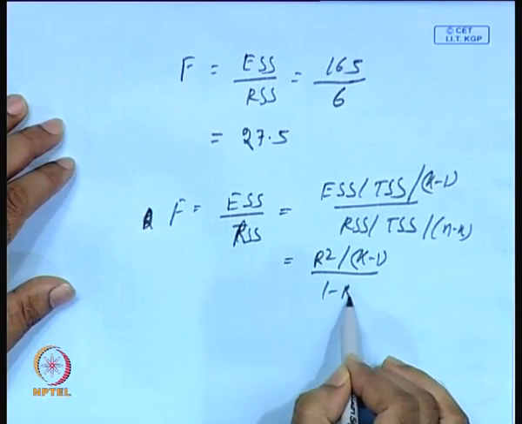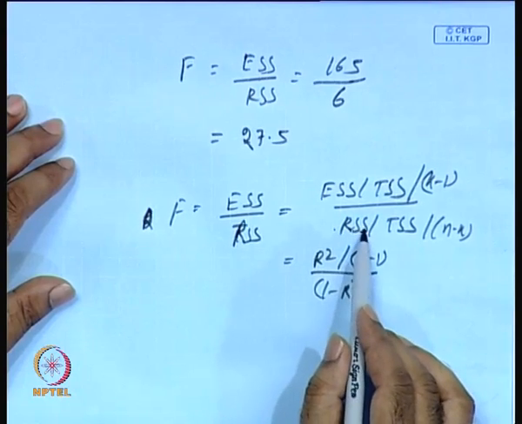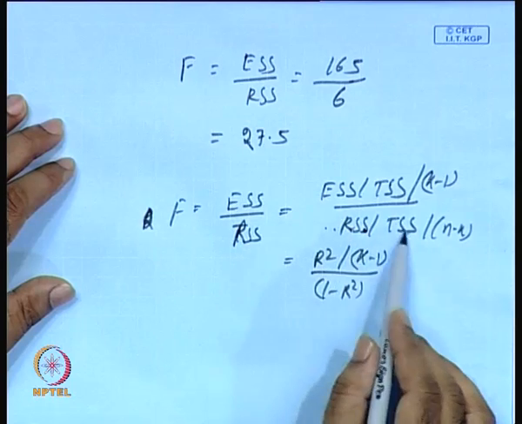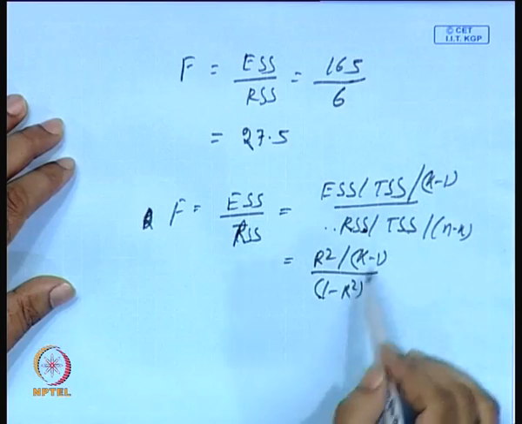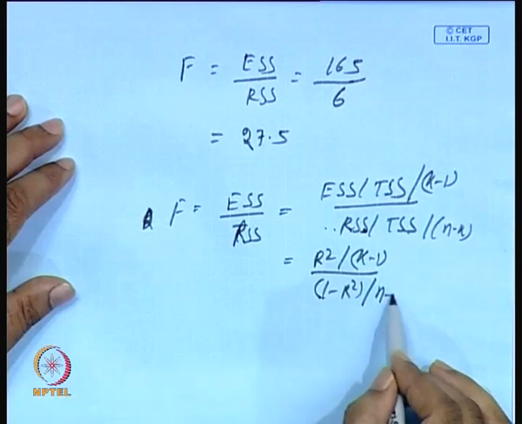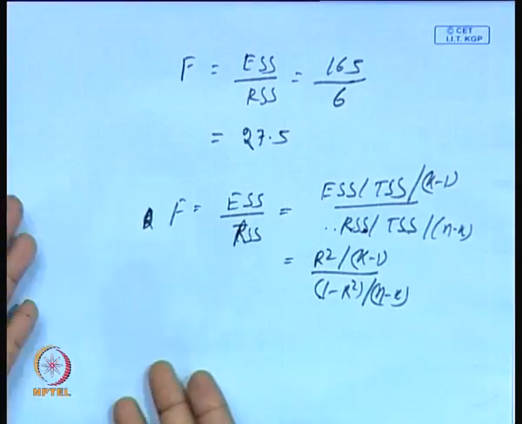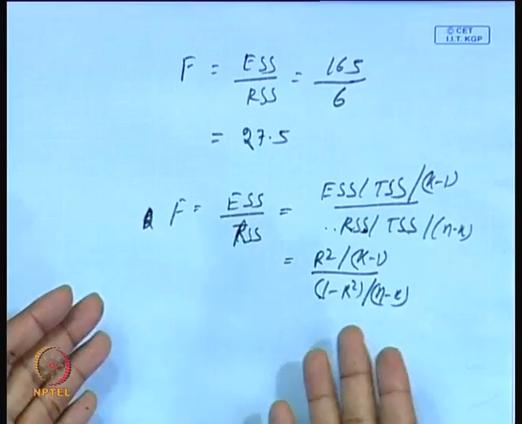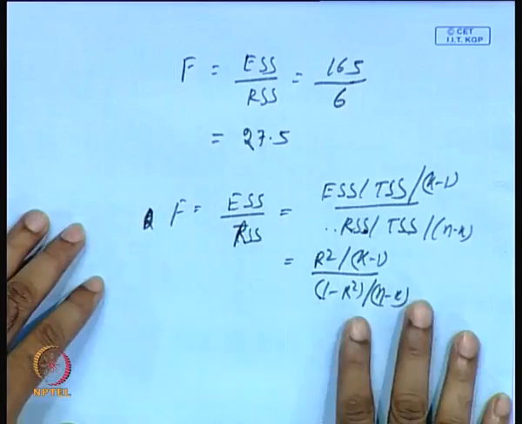divided by 1 minus R square, because RSS is TSS minus ESS. So TSS by TSS is equal to 1, then ESS by TSS again equals R square. So 1 minus R square by n minus k. So that means it is justified that if R square is substantially high, then obviously F will be substantially high. If R square is substantially low, then F will be substantially low. So that means there is a huge connection between R square and F.